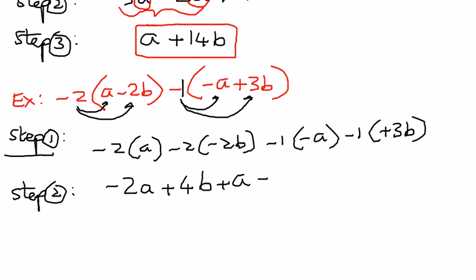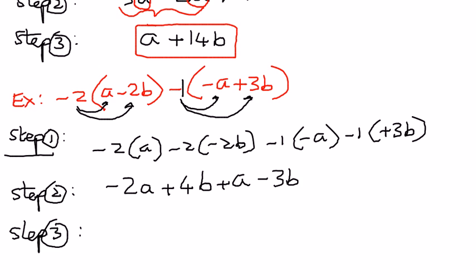1 times 3b is 3b. So therefore, now it came down to some a's and some b's, b terms. So in our next step, we will simplify this process some more. Let me write this in a bit more clean manner.